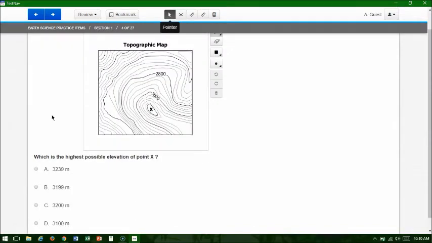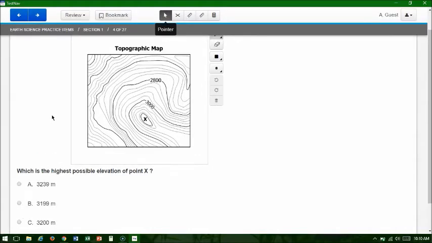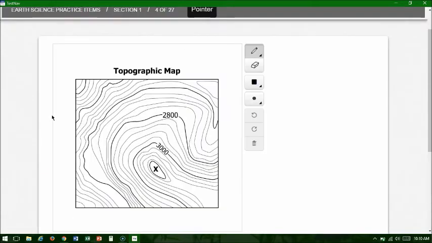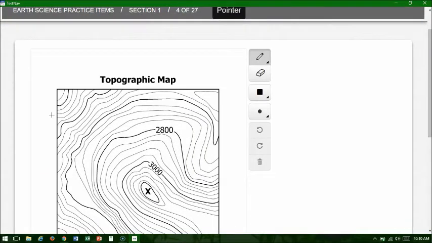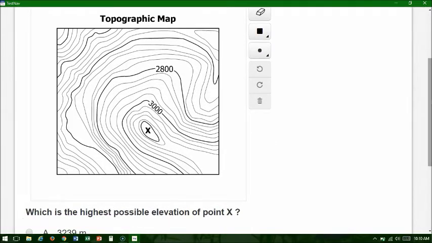All right, this is number four. We're given a topographic map, and the question asks, which is the highest possible elevation of point X? So our job is to figure out what the contour interval is for this map. Let me zoom in on this map so we can see the lines a little bit more easily. All right. Now let's count the lines between 2,800 and 3,000. Okay, that's a difference of 200 meters.